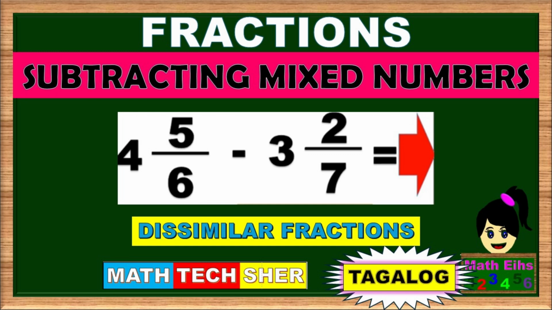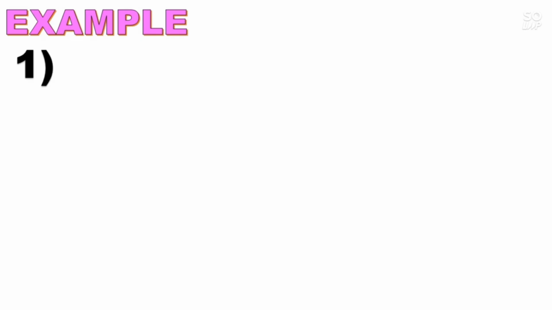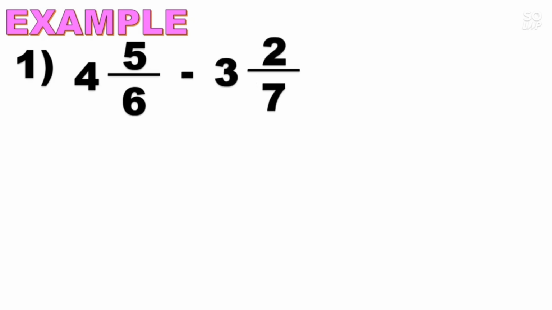Okay, our lesson for today is all about fractions, on how to subtract mixed numbers with dissimilar fractions o magkaiba ang denominators. Okay, we have an example number 1: 4 and 5 over 6 minus 3 and 2 over 7 equals, ayan. So, observe natin yung dalawang proper fraction natin, which is 5 over 6 and 2 over 7. Okay, magkaiba sila ng denominator.